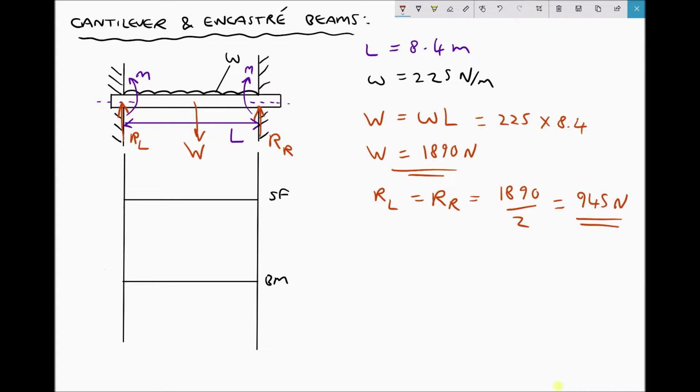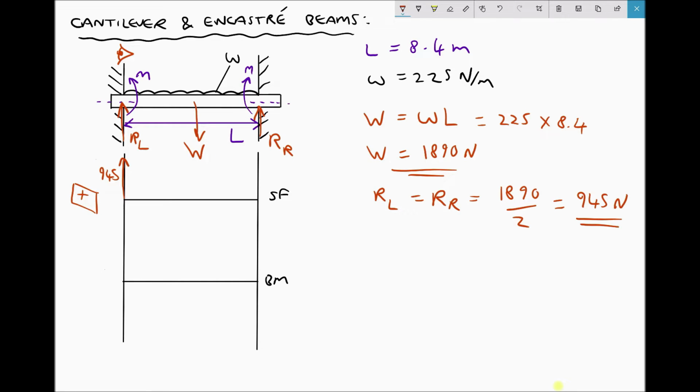Now, our method for producing the shear force diagram is exactly the same. We imagine ourselves stood at the left-hand support, looking left, like so. And we imagine ourselves moving from left to right, and we evaluate each force as we see that force. We have RL causing positive shear, like so. And the value of the shear force at that point is 945. So we're coming up 945 newtons, like so.